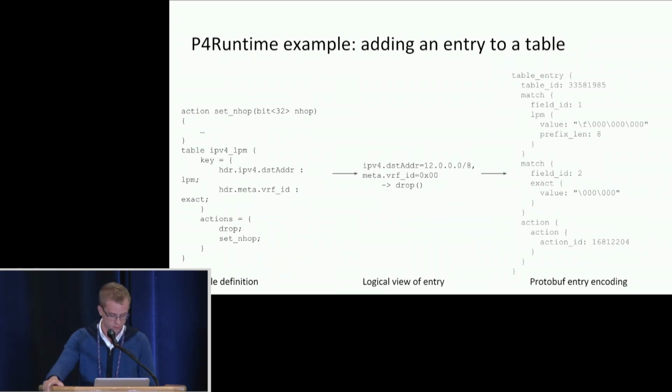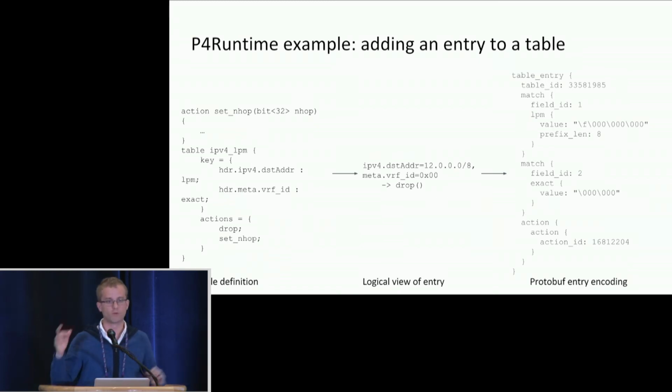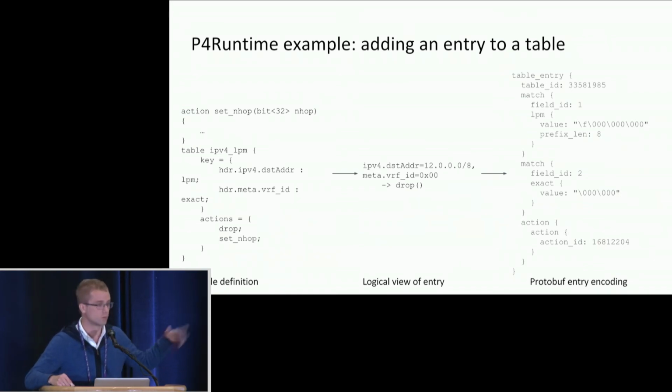To piggyback on Lorenzo's example, here I reproduced the P4 table definition expressed in P4.16. You have one logical view of a flow that you want to program into your table, and to the right you can see what the protobuf message looks like. So this is completely independent of the P4 program. The format is not the data. You see that we chose to use IDs in the P4 runtime API to keep the messages small. Those IDs are allocated by the P4 compiler, and the P4 compiler also produces a mapping between names and IDs.